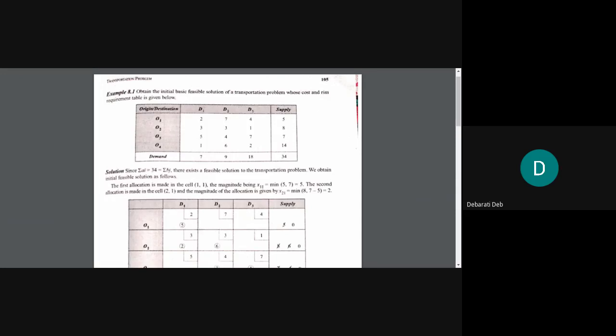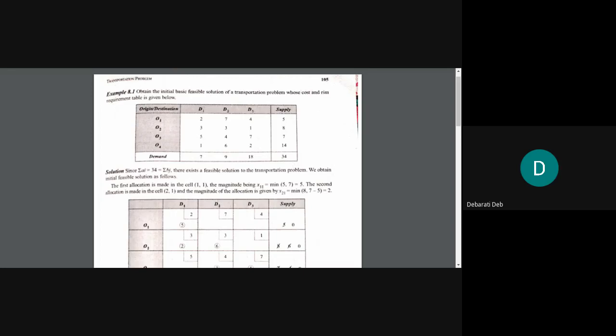Now see, when you receive a transportation problem like this and it has been asked to use the northwest corner rule, what is your first step? Your first step is, listen to me from this time onwards very carefully: check whether the last column total and the last row total are same or not.